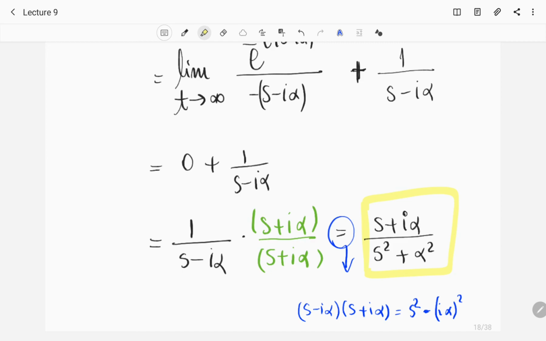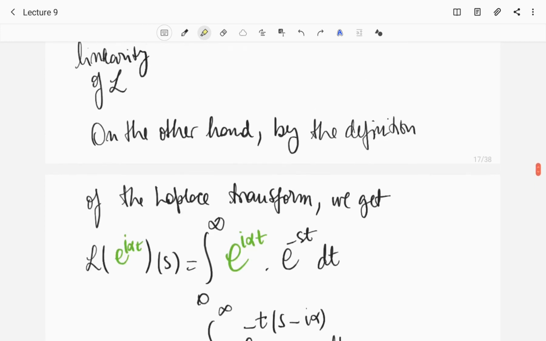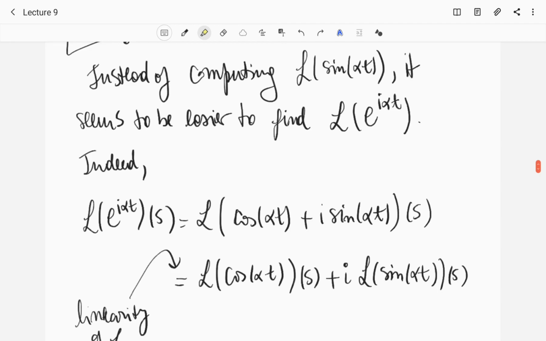So, what's nice about all of this? What did we do so far? We wanted to compute the Laplace transform of sine of alpha t. But instead of that, we said, look, do you remember Euler's formula with the exponential, which has this cosine and sine involved? So we use the linearity of the Laplace transform to get, let's go back, this expression.